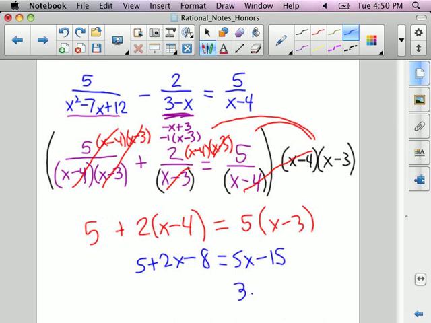And let's see, if you go on and solve that, you're going to get, it's a negative 3 right there, so you're going to get 3x equals 12. You end up getting 4 for your answer. Looks pretty good. Now, don't forget, we have to do our restrictions on this problem.